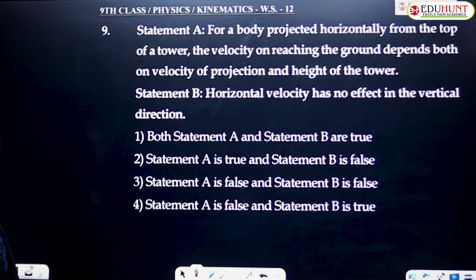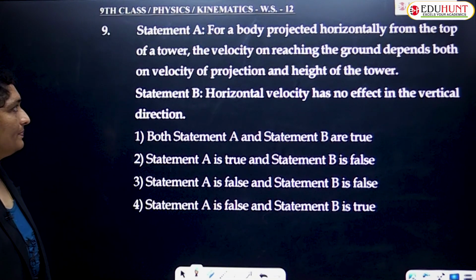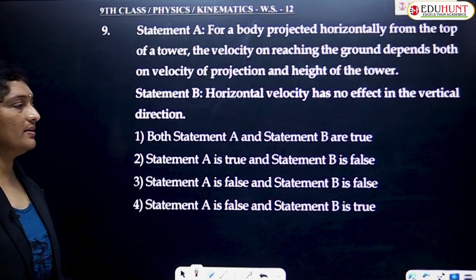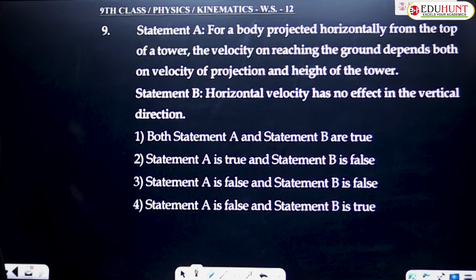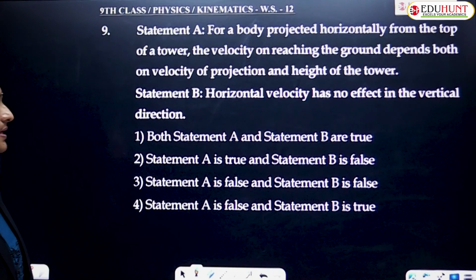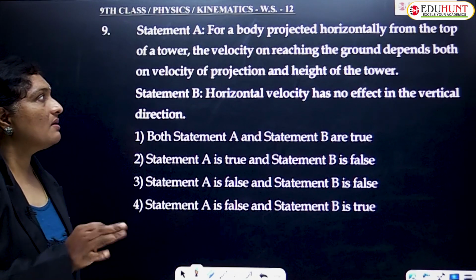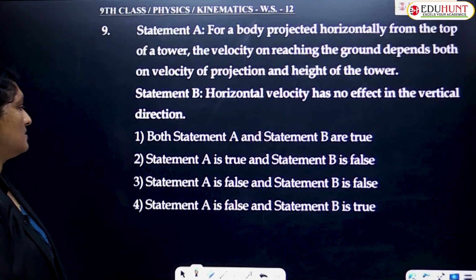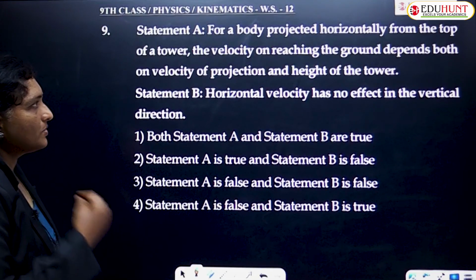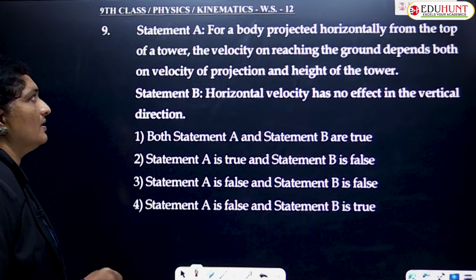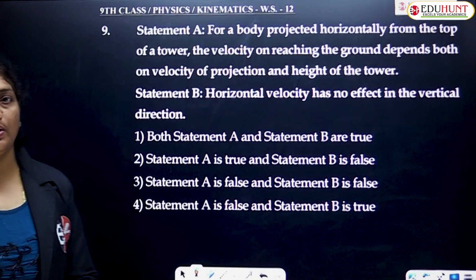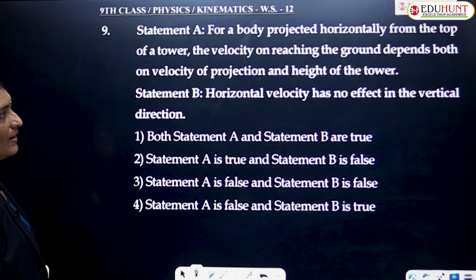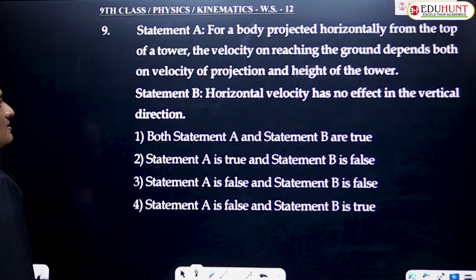The next last question, that is the 9th question, statement problem. Statement A is given and statement B is also given. You have to identify the correct answer from the following. Statement A, for a body projected horizontally from the top of a tower, the velocity on reaching the ground depends both on velocity of projection and height of the tower. So, is that true, children? For a body projected horizontally from the top of a tower, the velocity on reaching the ground depends both on velocity of projection as well as height of the tower. Yes, children, is it true or not?